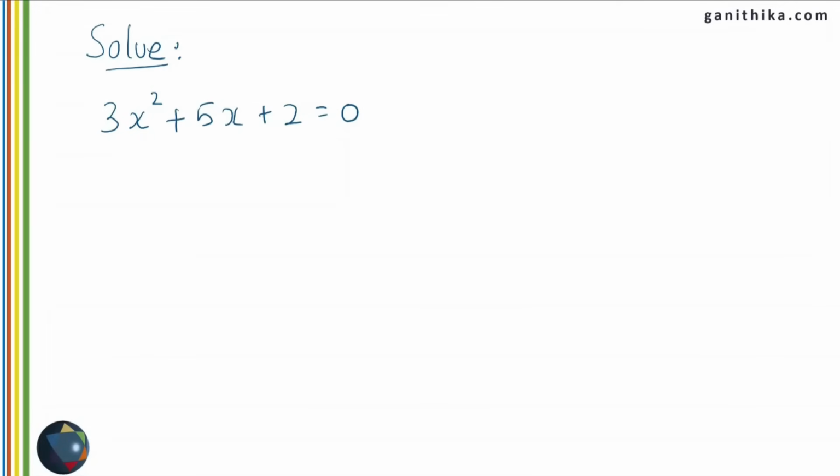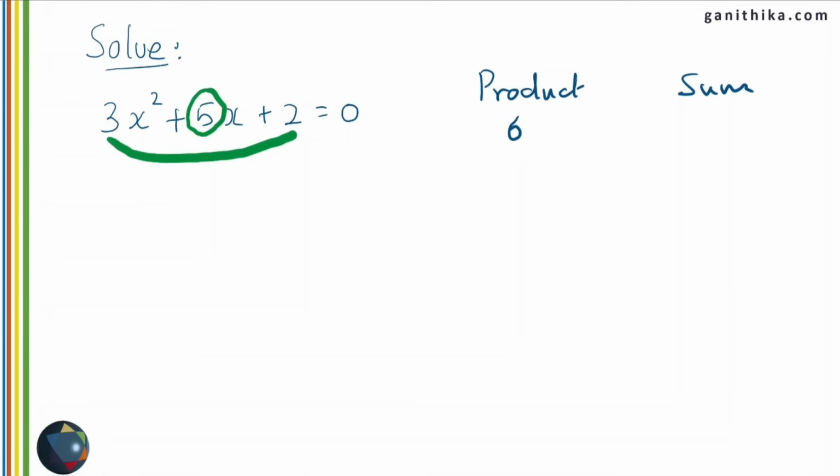Consider this equation and let's solve this using the factorization method. First, you will find the product and sum from the quadratic equation. The product is the multiplication of these two numbers, which gives you 6, and the sum is the number in the middle, which is 5. And you will find two numbers which on multiplication will give you 6 and on addition will give you 5. So the numbers are 3 and 2 in this case, which satisfy both conditions. 3 multiplied by 2 gives you 6 and 3 plus 2 gives you 5.